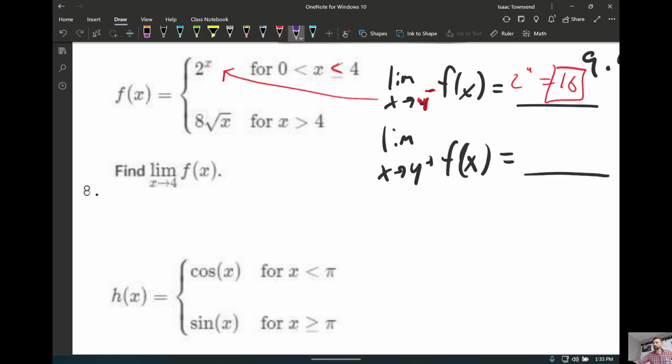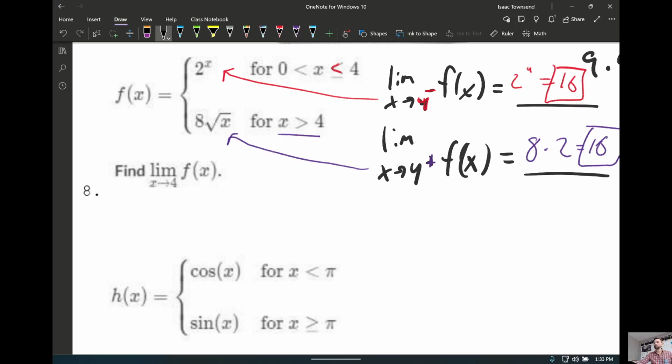But the limit from the right, so think on a number line, if you're coming from the right side of 4, you have to have a number slightly bigger than 4. So does that match this inequality or the bottom inequality? Bottom. This is when x is bigger than 4, which is what's going to happen when you come from the right. So now you've got to plug it into this, and you get 8 times 2, which is also 16.